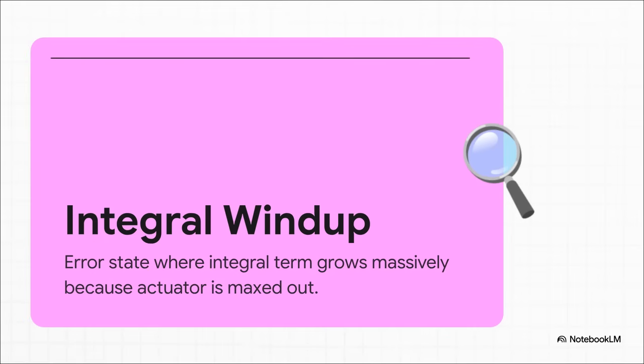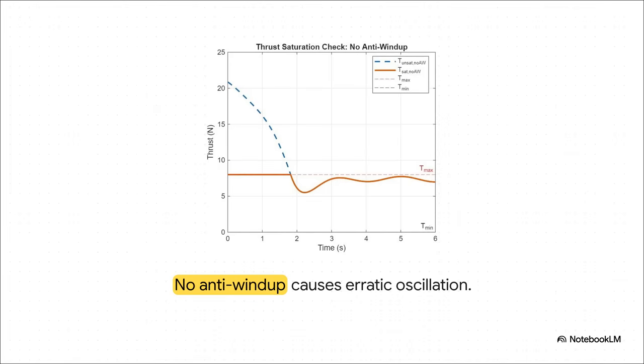And when those motors max out, the brain gets seriously confused. Because the drone isn't reaching the target height fast enough, the controller just keeps piling on more and more requested thrust. This leads to a highly dangerous problem called integral windup. The integral term essentially remembers all this past error and builds up a massive, physically impossible request. It's easy to see the dangerous consequences here.